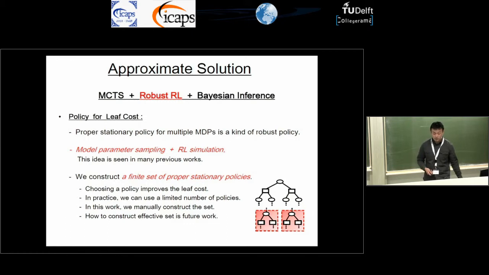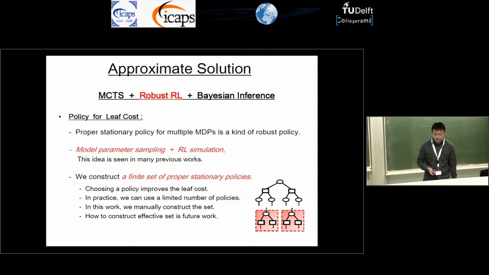Secondly, robust reinforcement learning considers the policy for leaf cost. A proper stationary policy for multiple MDPs is a kind of robust policy. We performed model parameter sampling and reinforcement learning simulation. This idea is seen in many previous works.